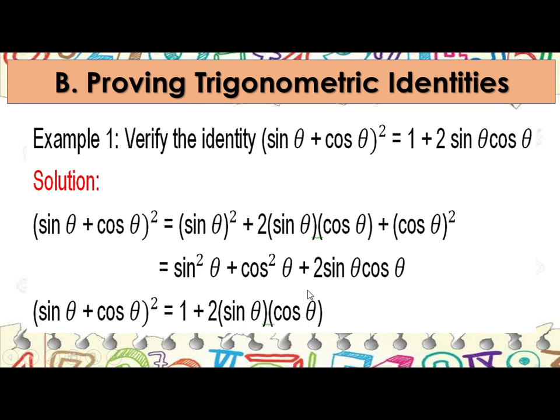Therefore, using the identity, we have proven that the quantity sine theta plus cosine theta, squared, is equivalent to 1 plus 2 times sine theta times cosine theta. That is the process of proving trigonometric identities. I hope you got that. Again, you just need to rely on the identities I gave earlier in the previous slide. For you to understand more, let's have another example on proving trigonometric identities.